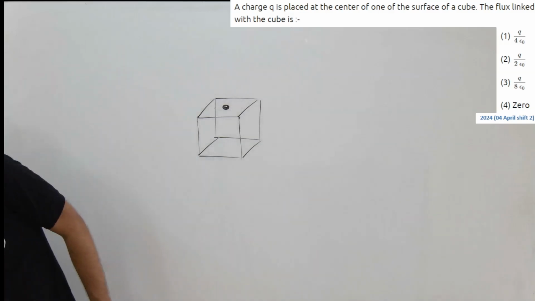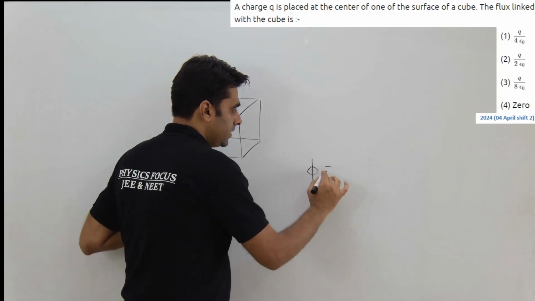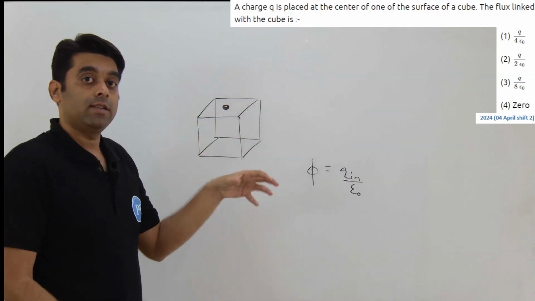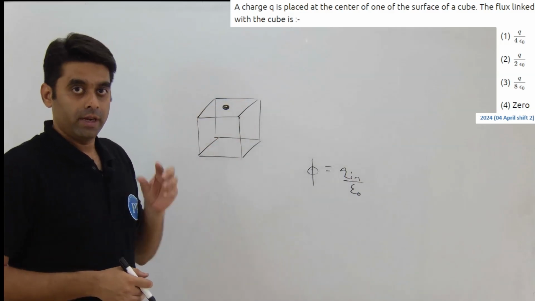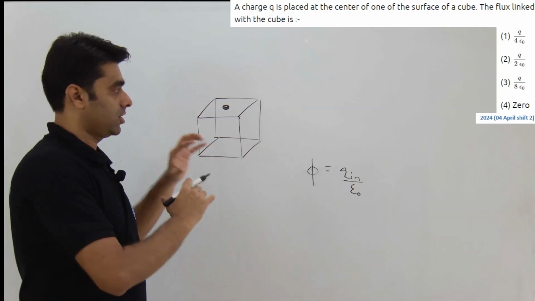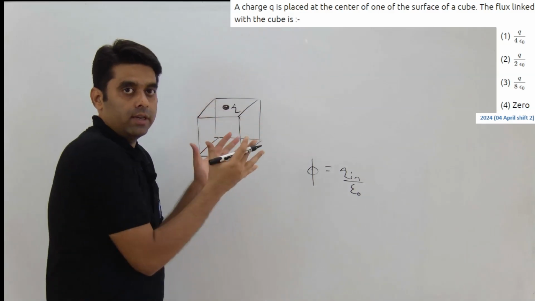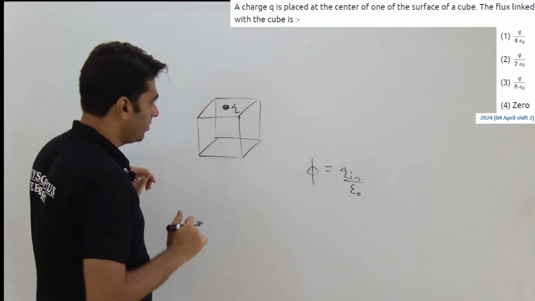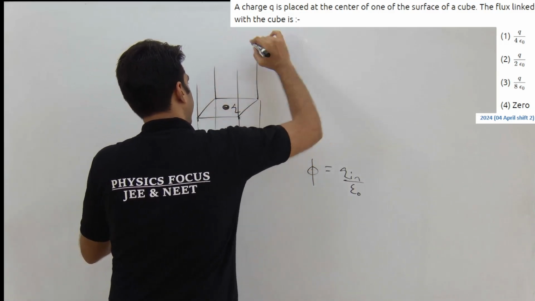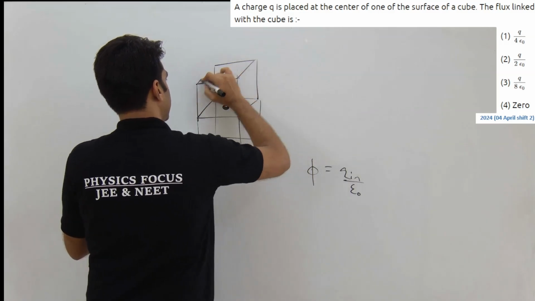Let's see. We can do this question with the help of Gauss law. What does our Gauss law say? Phi is equal to q in by epsilon naught. Now the charge is not present inside the cube. It is present on one of the surfaces. So can we draw a structure such that this charge q gets enclosed in a closed surface? For that, we'll consider another cube on top of it, identical in this way.